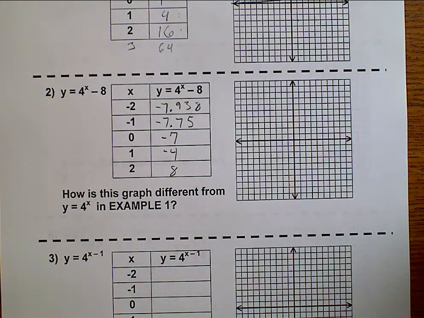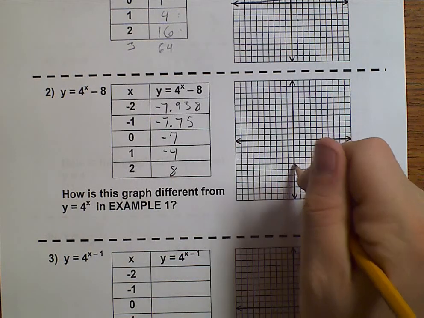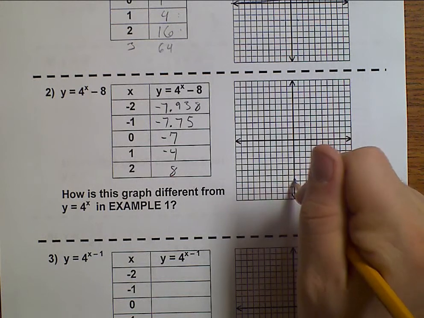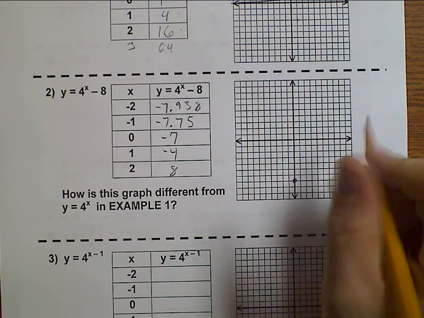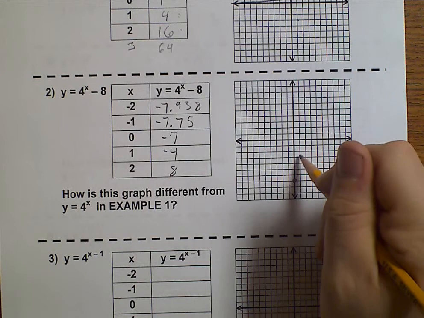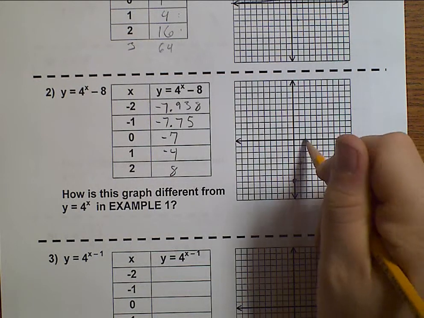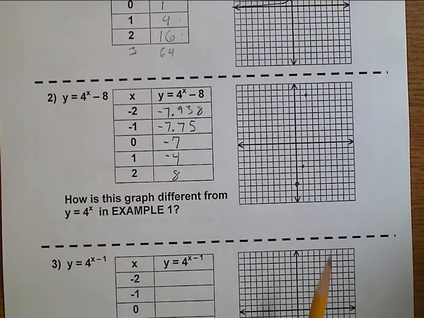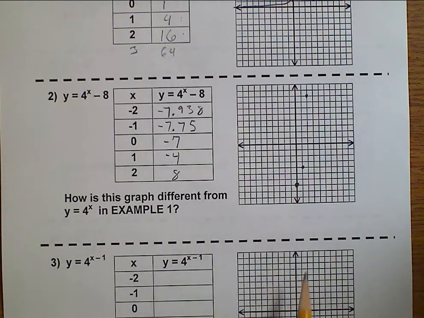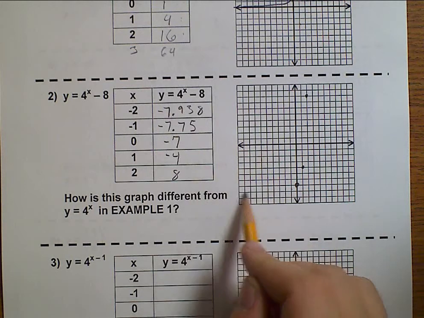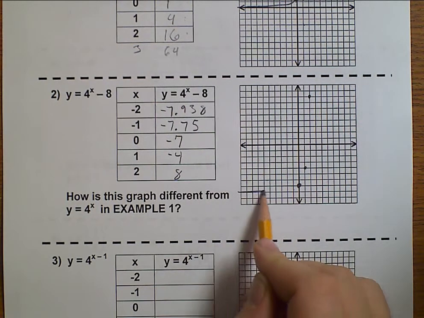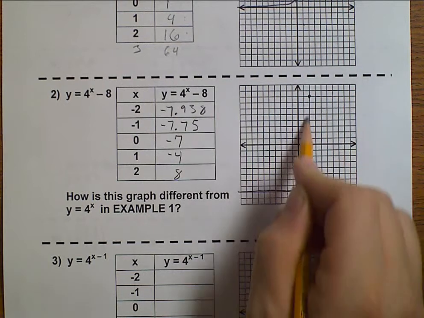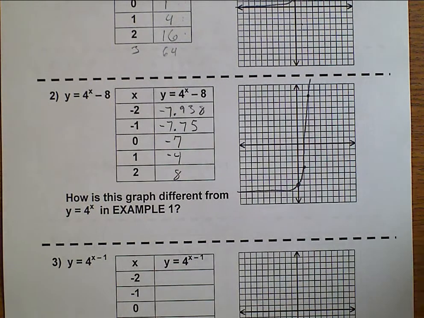0, negative 7. 1, 2, 3, 4, 5, 6. 1, 2, 3, 4, 5, 6, 7. 1, negative 4. 2, 8. And we could use our table and see that this is going closer and closer to negative 8 without ever actually hitting it. As you can see, we just shoot up.